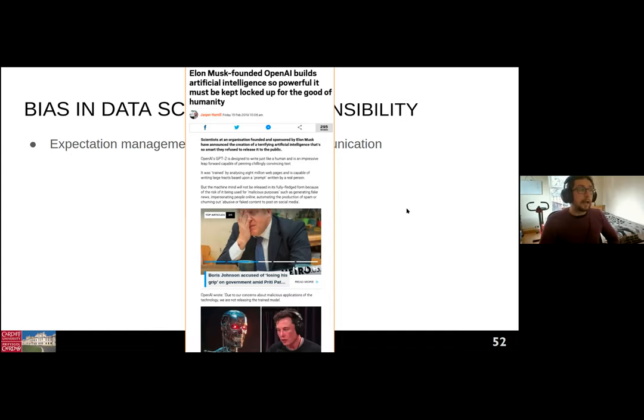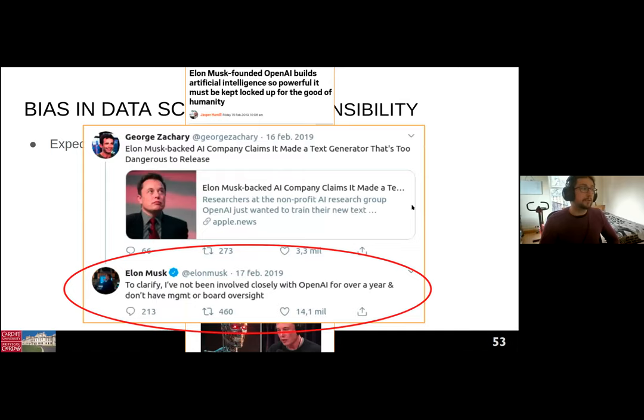And it doesn't help with the need for all this consideration of ethical, social, and legal implications of what we're doing. In fact, even Elon Musk had to go public and say that he was not closely involved with OpenAI for a long time, and that he had nothing to do with this PR movement.